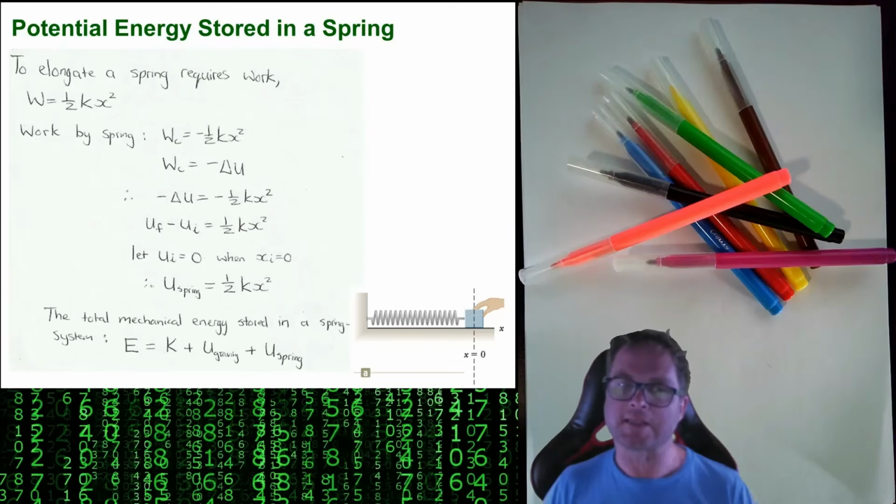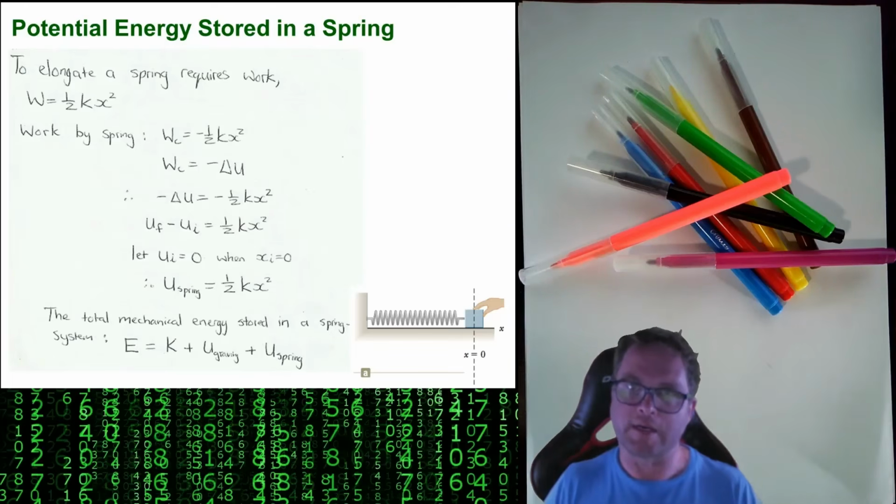If we consider the case where the spring initially had a potential energy of 0 and it was initially at its equilibrium position with xi equals 0, then we just see that the potential energy stored in the spring will be half kx squared. So this gives us an expression for knowing how much potential energy is stored in a spring as a function of its position x, or as a function of its elongation x.